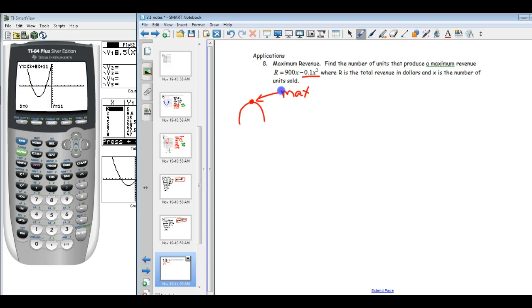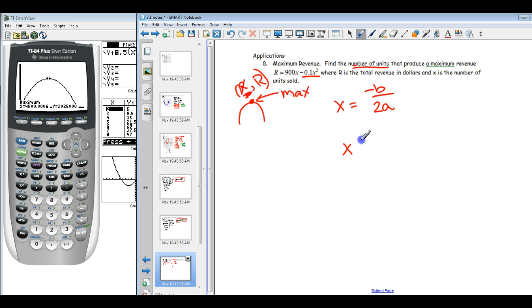R is the total revenue and x is the number of units sold. The question says, what is the number of units at the maximum? So this is x, R, which means we're going to want the x coordinate of the vertex. The x coordinate of the vertex, if you remember from part 1 of the notes, is -b over 2a.